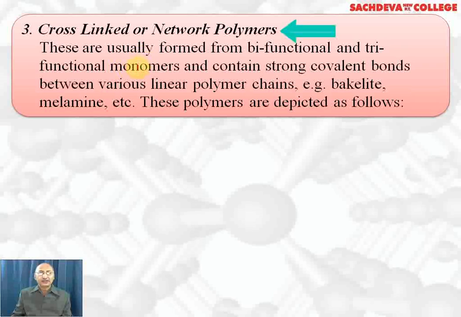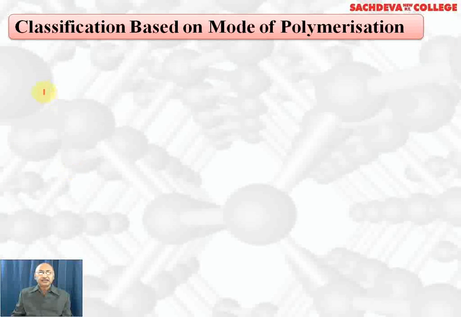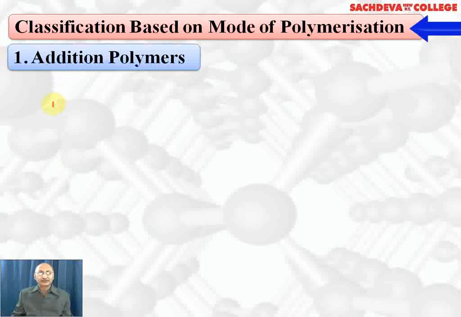Cross-linked or network polymers. These are usually formed from bifunctional or trifunctional monomers, that is, those monomers which contain more than one functional group, and contain strong covalent bonds between various linear polymer chains. For example, bakelite and melamine are cross-linked polymers. These polymers are shown like this, with cross-linkage between the chains, due to which the forces of attraction are very strong, and these polymers do not melt on heating. They retain their shape.